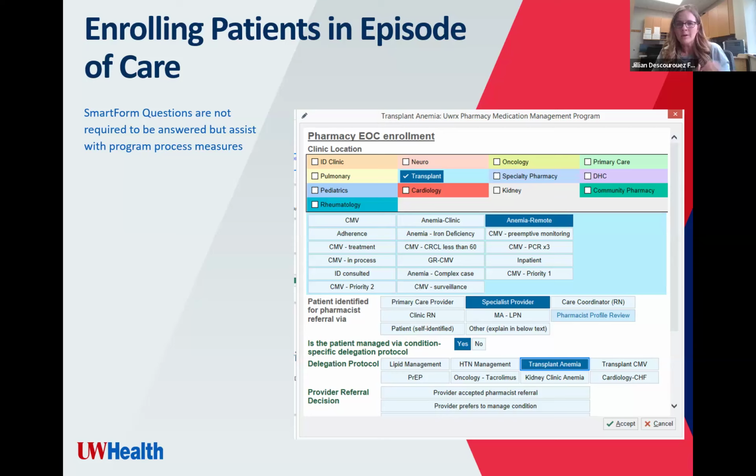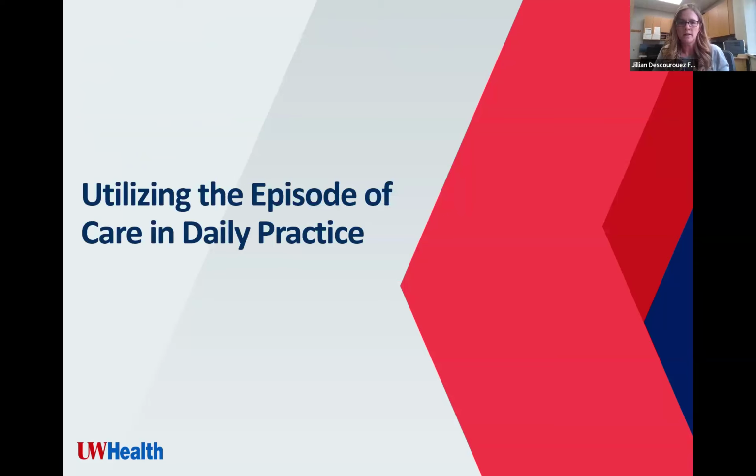And then there's a couple other buttons that you just fill out, like who referred them. So usually it's the provider. You could indicate like the coordinator or someone else. And then is this care being done under a protocol? For us, it is. We have a CMV protocol as well as anemia protocol. And then it asks you when you hit yes, which protocol. So all of this gets tied into the episode and is reportable data that you can then pull out. So that's sort of how you create the episode.